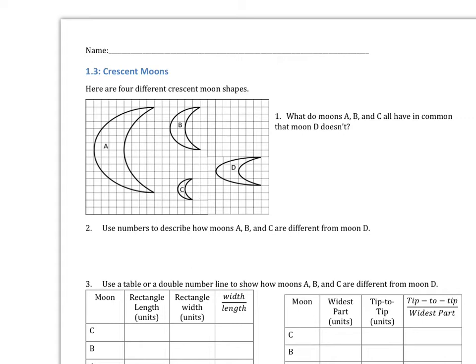So hopefully you notice that D looks to be a little bit more smushed than A, B, and C. So it's definitely got some distortion happening. Moon D is distorted, more smushed.